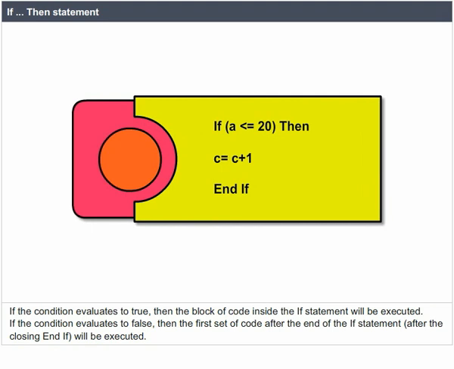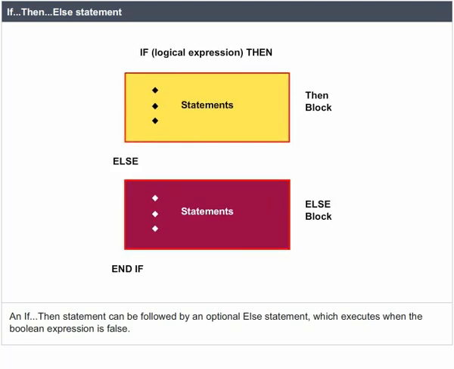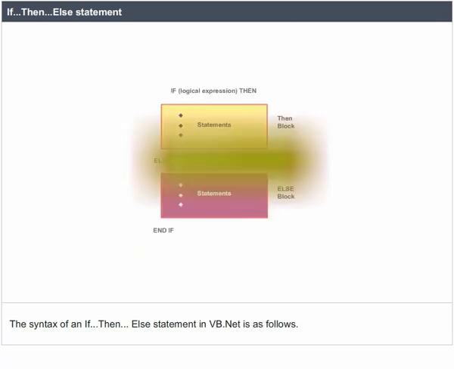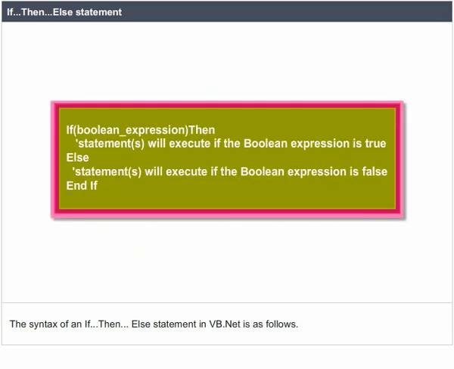If-then-else statement. An if-then statement can be followed by an optional else statement, which executes when the Boolean expression is false. The syntax of an if-then-else statement in VB.NET is as follows.